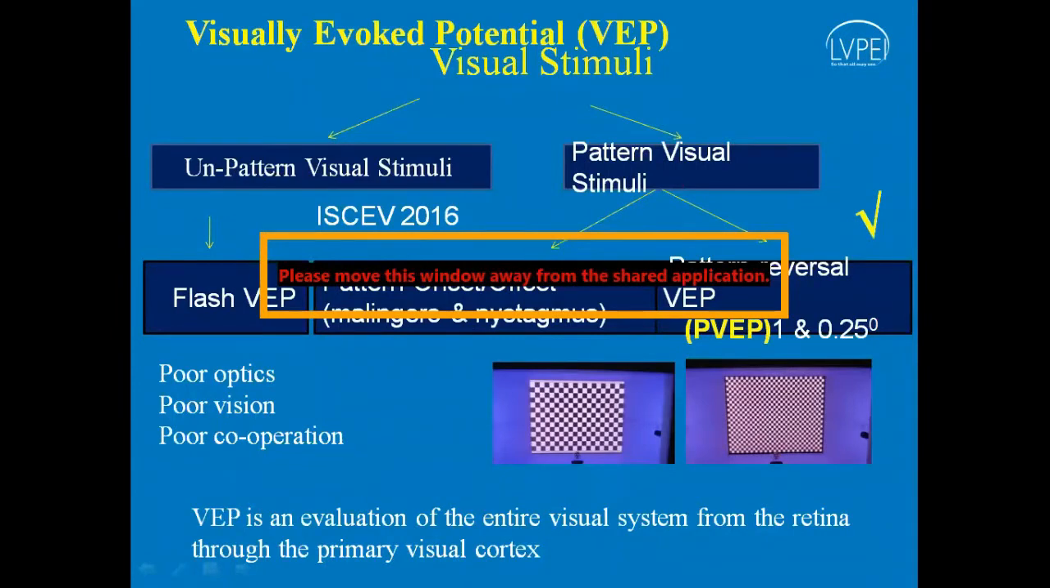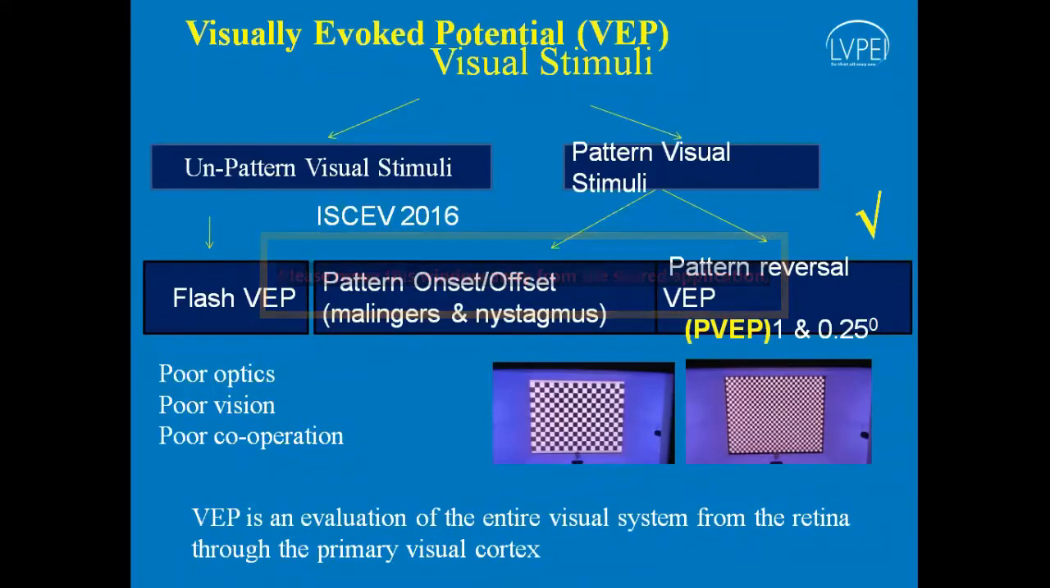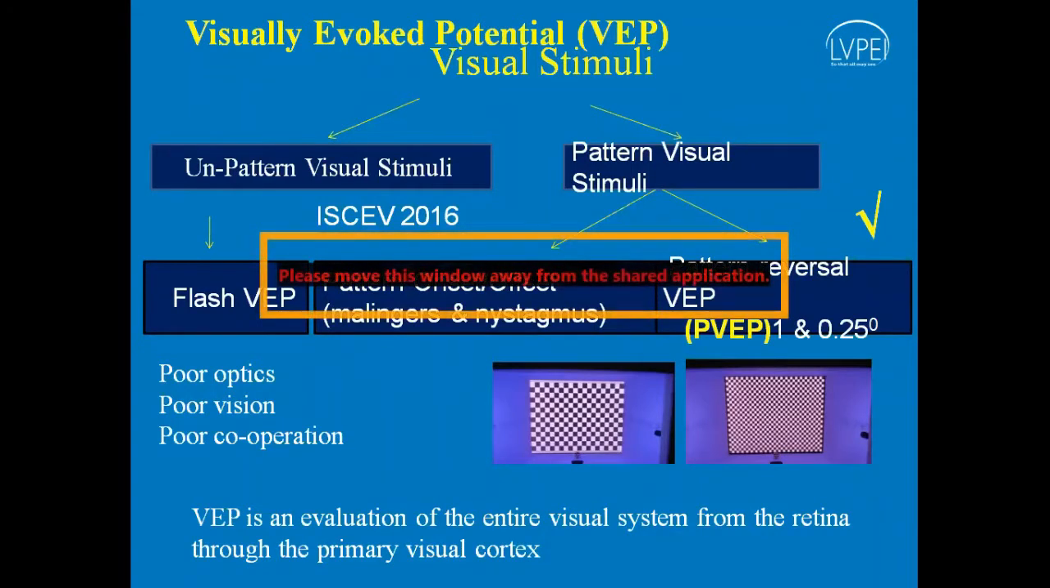Visually evoked potential is an electrical response that is gathered from the occipital scalp over the occipital cortex in response to a bright flash of light, generating an electrical response within the visual system starting from the retina up to the visual cortex.